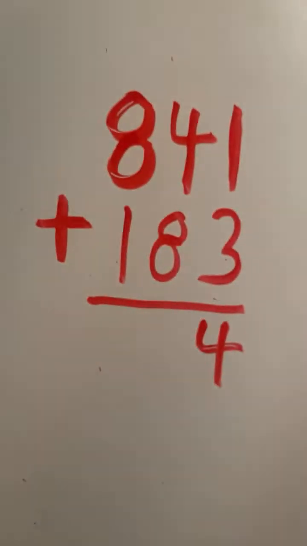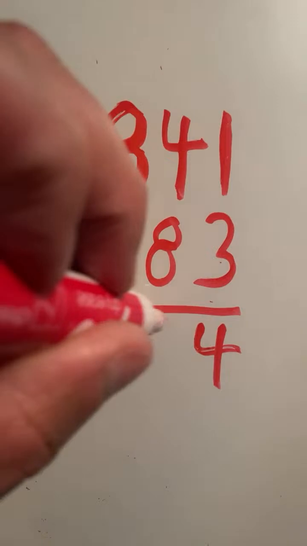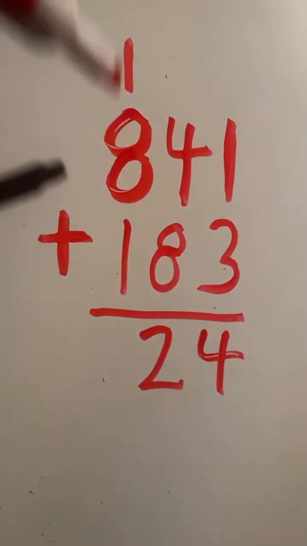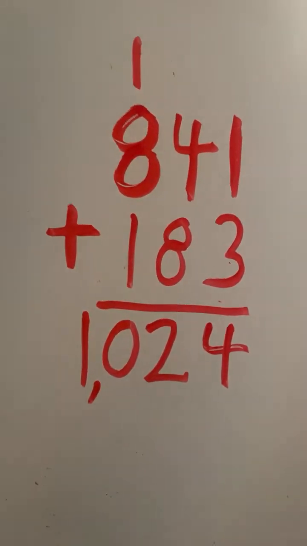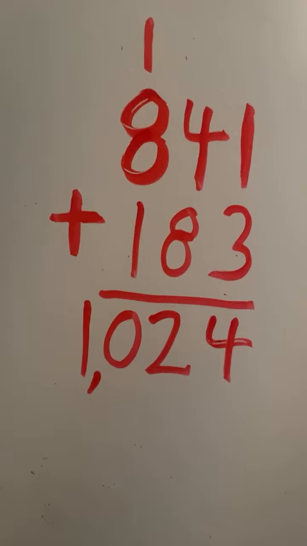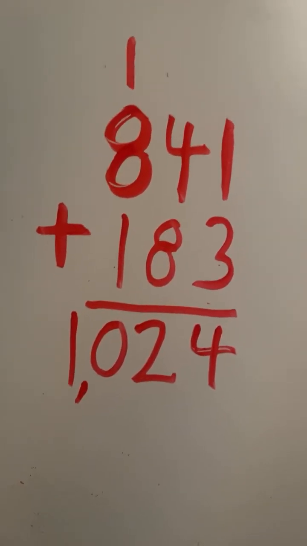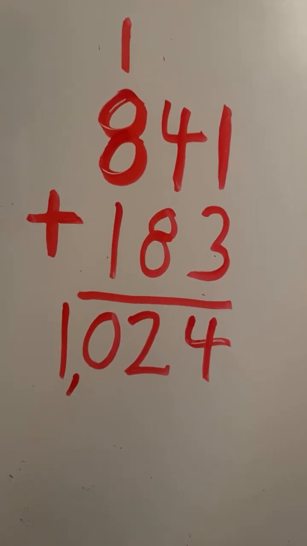1 plus 3 equals 4. We do not need to regroup in the ones place since our sum is less than 10. 4 plus 8 equals 12. 2, carry the 1. 8 plus 1 equals 9, plus 1 equals 10. And we have our final answer. 841 plus 183 equals 1,024.